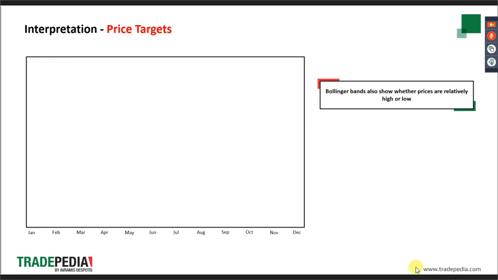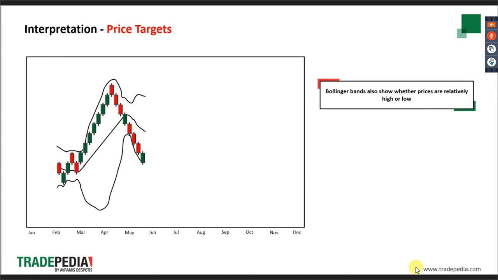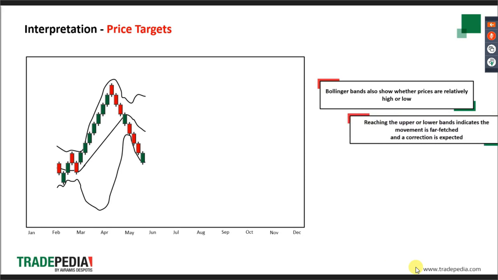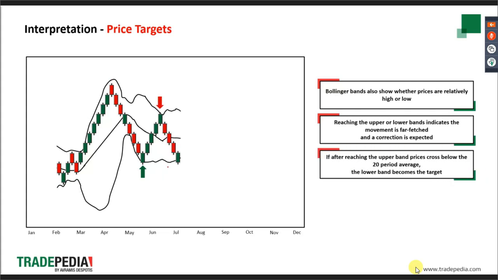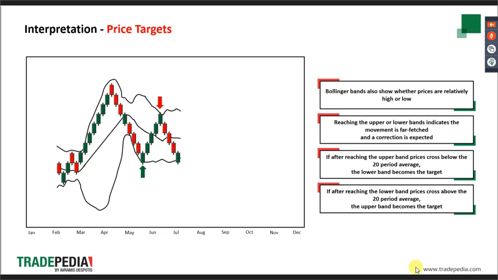So Bollinger Bands also show whether prices are relatively high or low. If you're using it as price targets, when the price reaches the upper or lower band, it indicates that the movement is becoming far-fetched and a correction is to be expected. So even though this might be a bearish market, we wouldn't want to enter here because price may do its little correction and you could get in at a better entry.